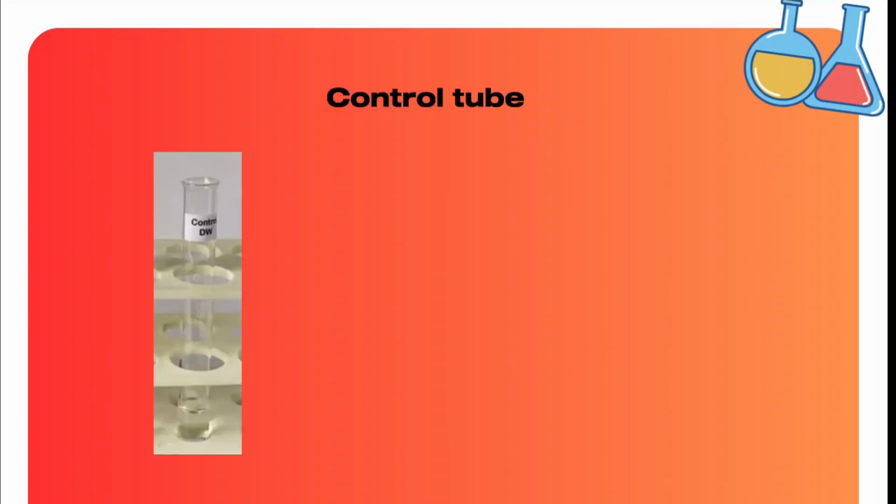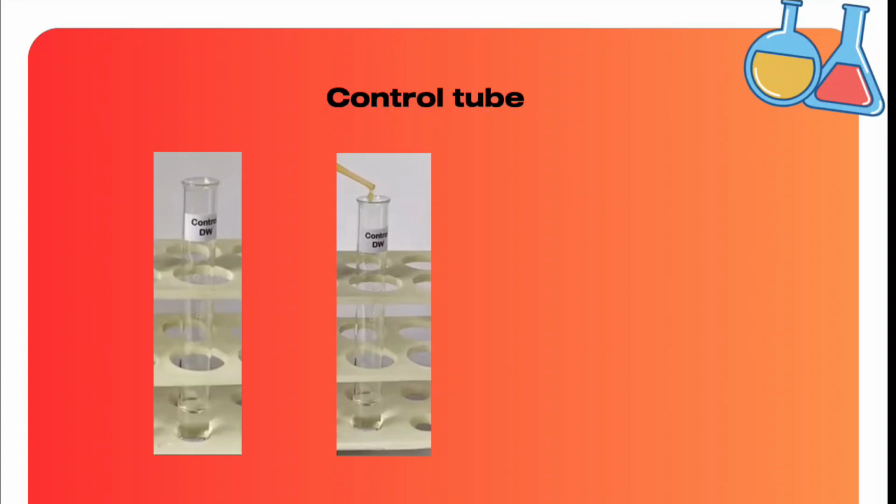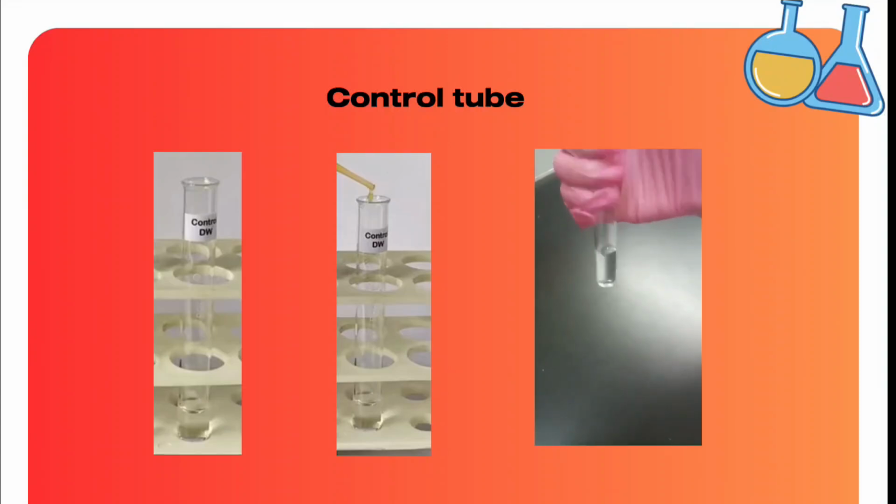Procedure. Step 1. Prepare the control tube. Take a clean test tube and add 4 ml of distilled water and add 2 drops of Molisch reagent into the test tube. Mix it gently. This tube will serve as the control, and it should show no reaction if everything is functioning properly.